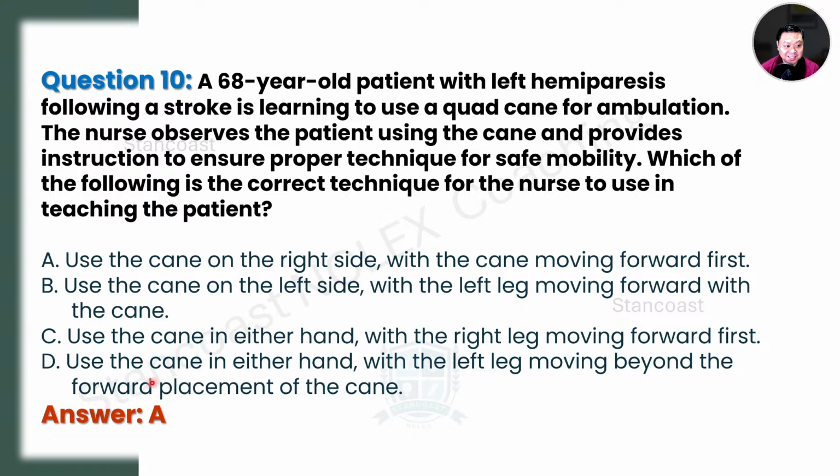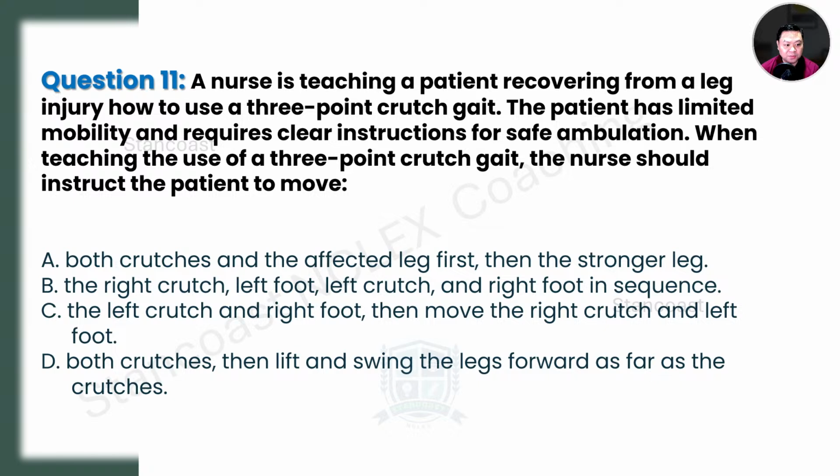Now, if you selected letter D, use the cane in either hand with the left leg moving beyond the forward placement of the cane, this is an improper weight distribution, and this can also lead to instability. All right, so let's recall the concept. Oh, I thought that I had the picture. Anyway, I'll show you that one in a minute.